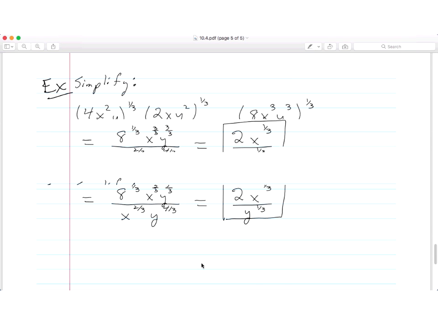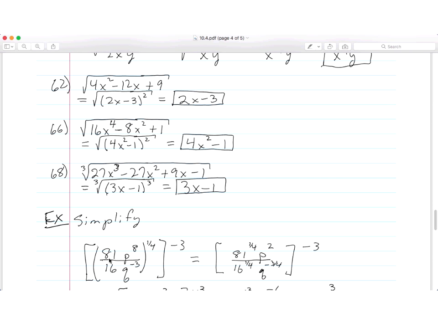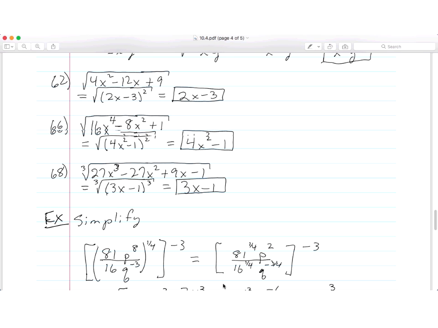And lastly, oh, I guess I have two more. An example. Suppose I have 81 x to the 8 over 16 y to the negative 3, all to the power 1/4, to the power negative 3. So let's raise everything inside to the power 1/4. So I get 81 to the 1/4. 8 times 1/4 is 2. 16 to the power 1/4. Q to the power negative 3 times 1/4 is negative 3/4.